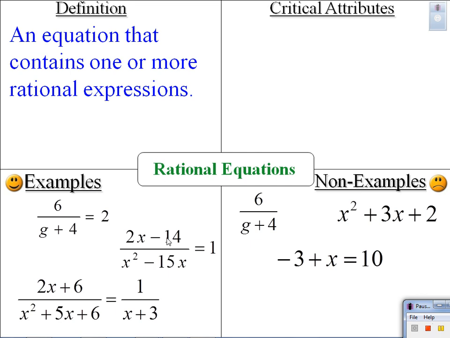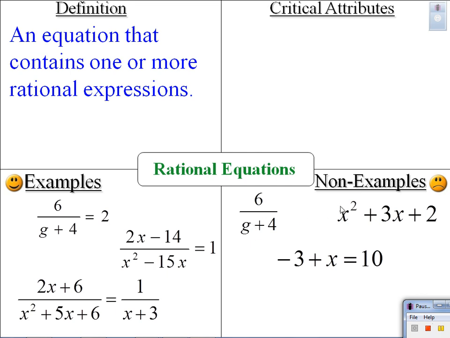Okay, let's look at this one. Does it have a rational expression? Yes, right here: 2x minus 14 over x squared minus 15x. That's a rational expression within the equation. Look at this one. Do we have a rational expression? Yeah, we have two of them, one on the left and one on the right. You guys see it? And it's an equal. Okay? So with that said, look at these.